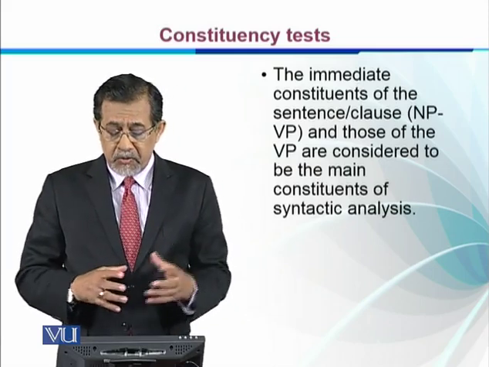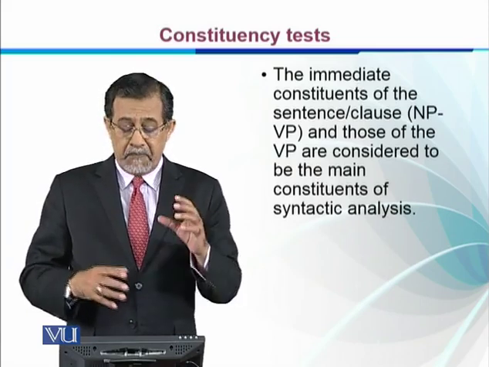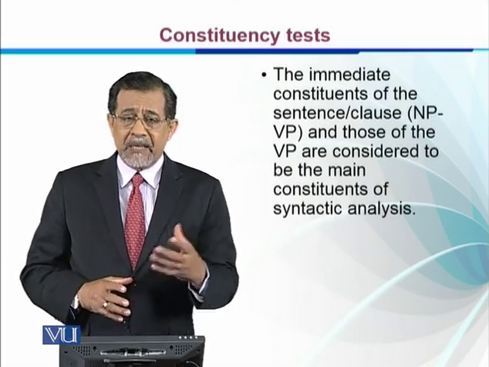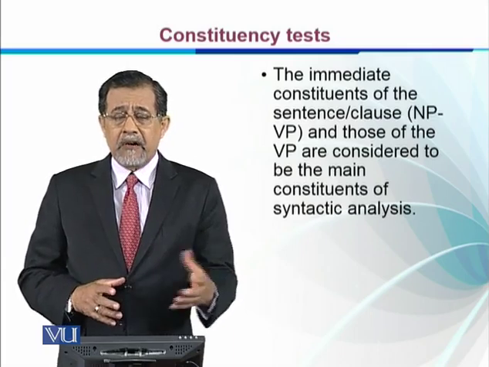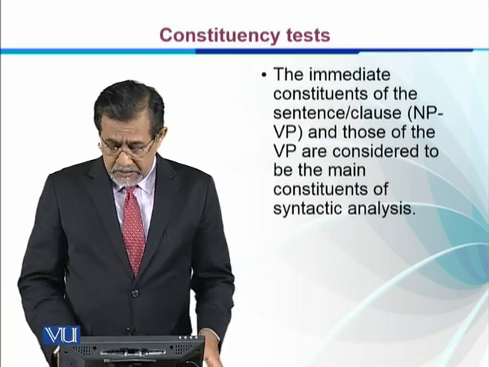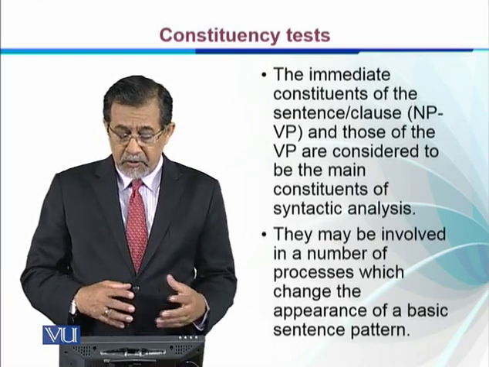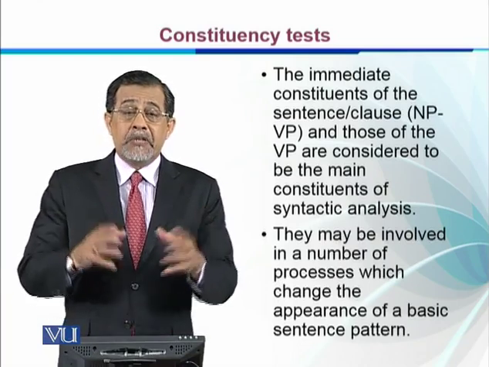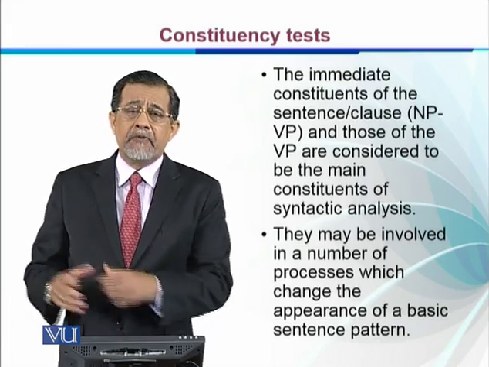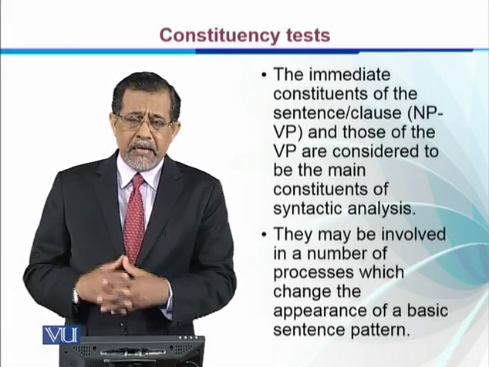So the immediate constituents of the sentence, clause, noun phrase, and verb phrase, and those of the verb phrase, are considered to be the main constituents of the syntactic analysis. So if we are to make an analysis of the sentence, we look at the noun phrase and verb phrase, and then out of the verb phrase, the verb and noun phrase. They may be involved in a number of processes which change the appearance of a basic sentence pattern. Generally, we look at the sentence pattern with noun phrase, verb and noun phrase, or in other words, subject, verb, object or complement or an adverb.